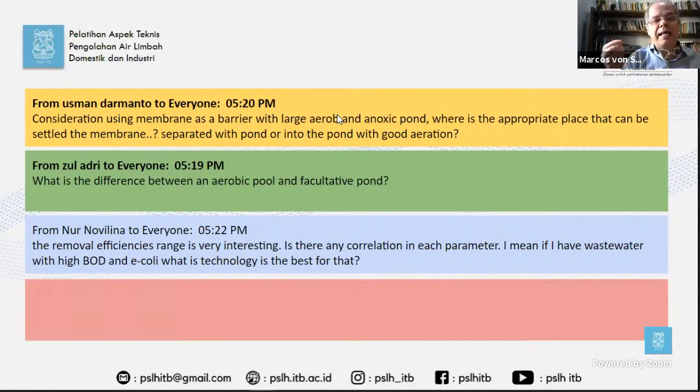Otherwise, if an anaerobic pond oscillates between anaerobic conditions and aerobic conditions, this will be lethal, fatal for the anaerobic organisms, especially the methanogenic organisms, because they do not resist this condition. They will die. You have problems of bad smell, poor removal efficiency, and so on. So either you have facultative ponds, large ones, or small ones, anaerobic ponds. And of course, the combination of both.